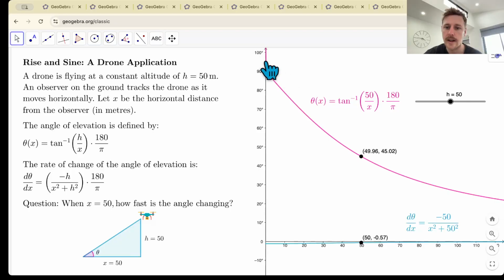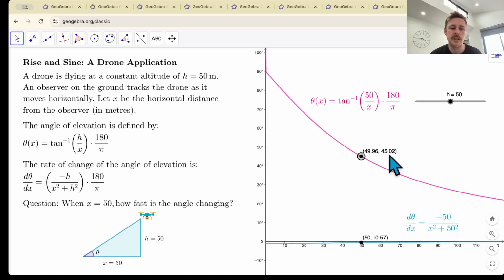So if we look at the original function, remember, theta, the angle you're looking up at, is a function of x, how far away the drone is horizontally. So if you put this to 50, roughly, that's close enough to 50 on the original function. You can see that the y value is 45. And that corresponds to 45 degrees. And that should make sense. Again, if the drone's flying at 50 meters high and it's 50 meters away from you horizontally, you must be looking up at an angle of 45 degrees.